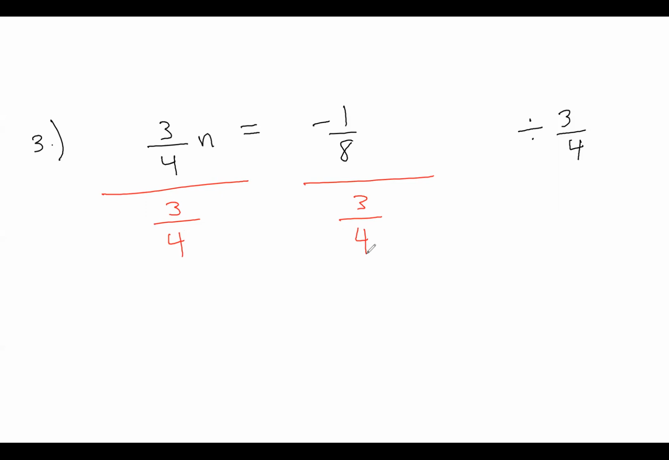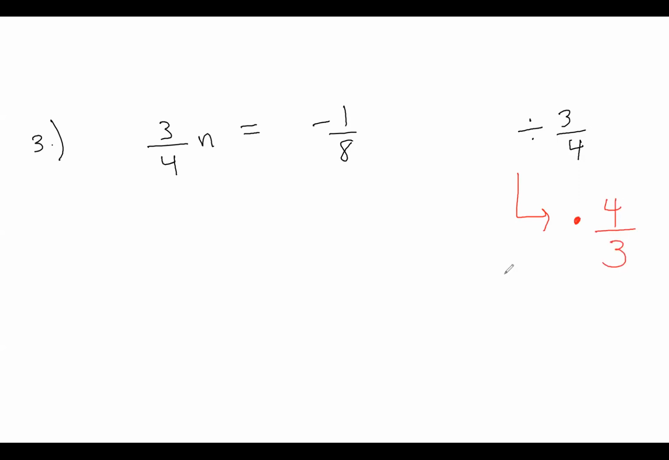But the truth is we do somehow need to divide by 3/4. But remember, when you divide by a fraction, what we can do is actually multiply by the reciprocal. So here's what we can do. When we're dividing by 3/4, really what that means is we're going to multiply by 4/3. Okay, so we're multiplying by the reciprocal. It's going to cancel things out really nicely.